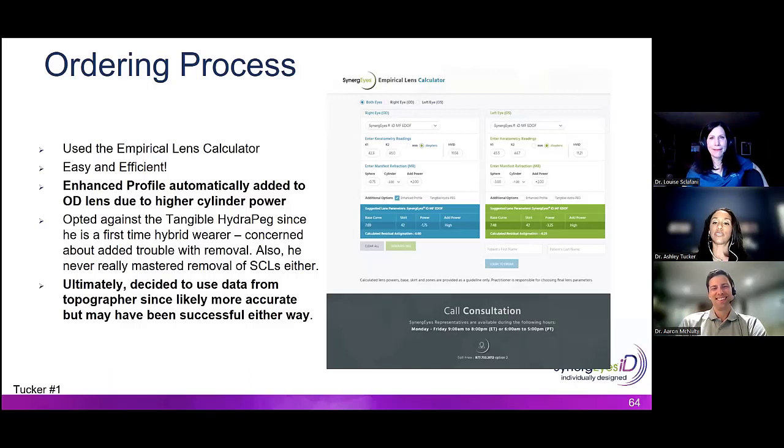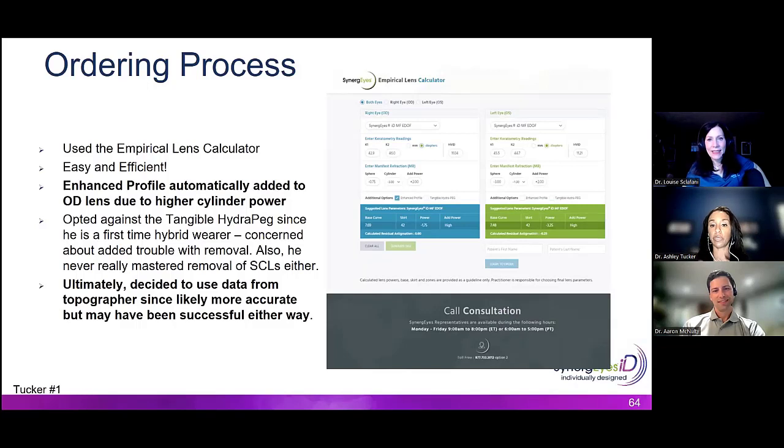So the little drop down box allows you to order the ID, the single vision, the EDOF, whichever one you want. So you just need to pick that. It's extremely easy and efficient. I personally do not like to wait on a consultation, even if it's a minute, that's a minute I could be doing something else. So I really enjoy that I can do this on my own time.